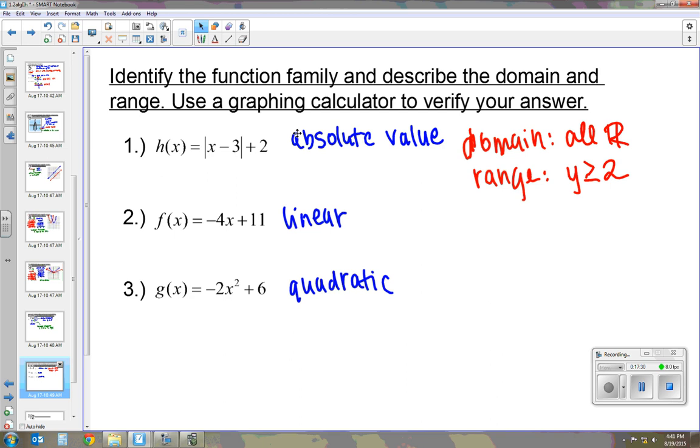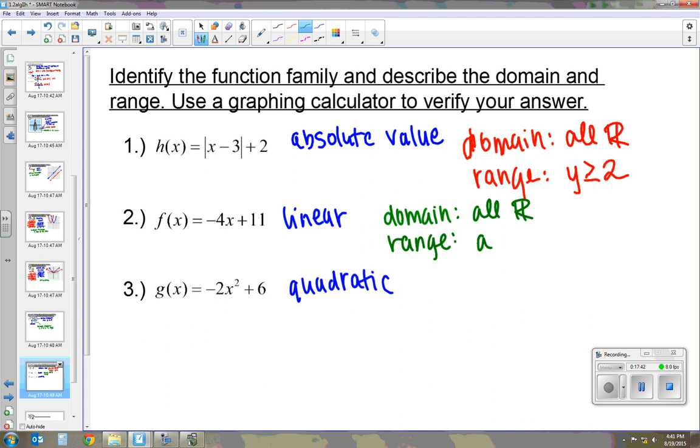The next one, the domain and range for a linear, is all real numbers for both. And then for the very last one, the quadratic, the domain is all real numbers. And the range is going to be y is less than or equal to 6. So put those into your graphing calculator, double check to see if you get the same answers as me.